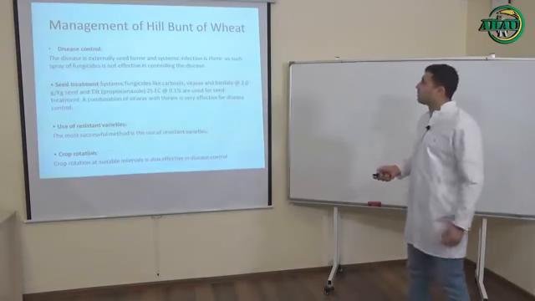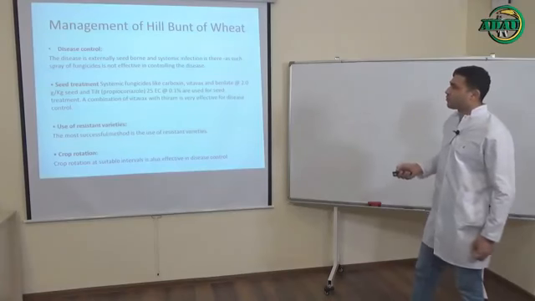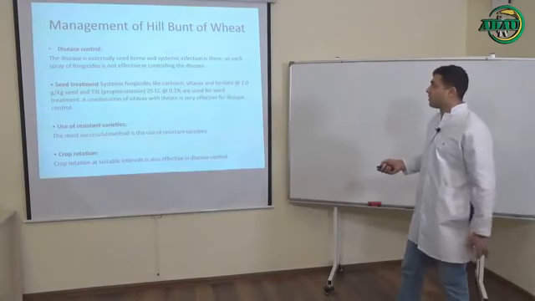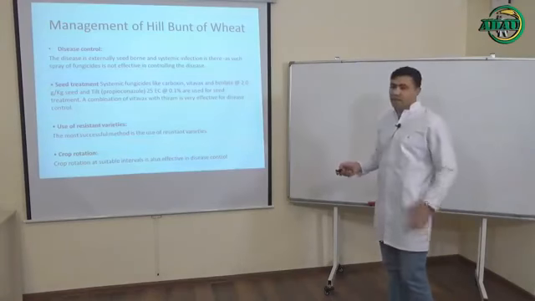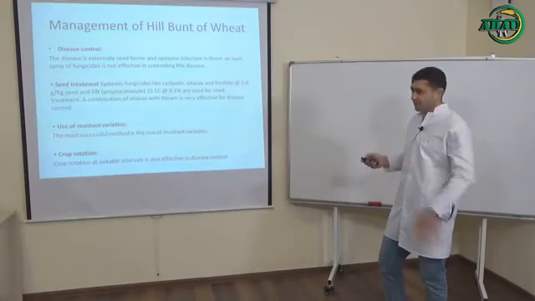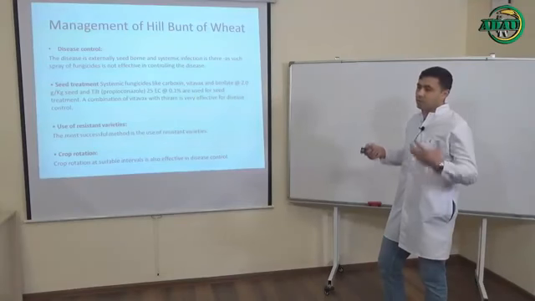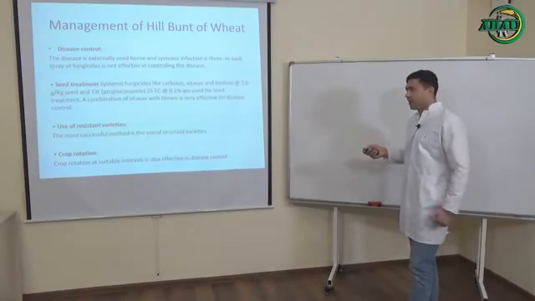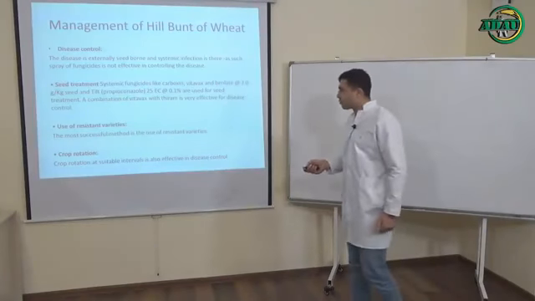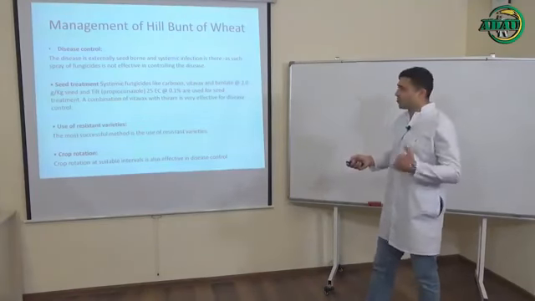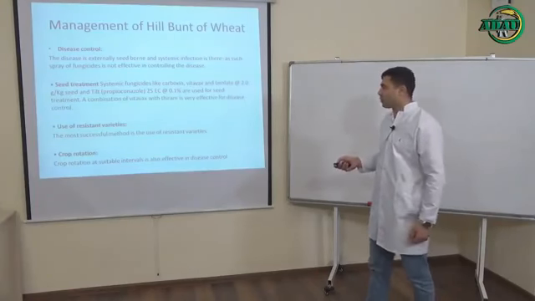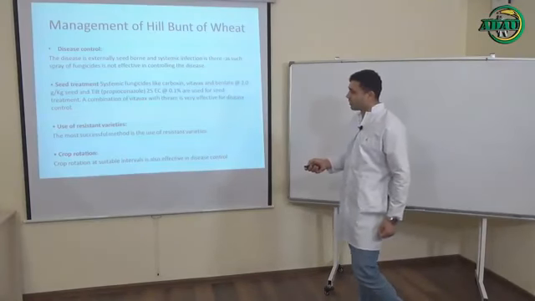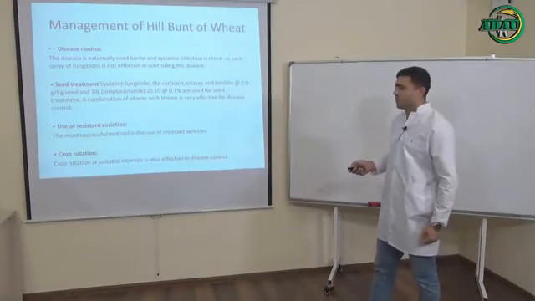So, management of the hill bunt of wheat. At first, the disease control: it is actually a seed-borne disease. That's why a systemic treatment or such as a spray of fungicide will not be effective in controlling the disease, because the disease comes from the seed. And for seed treatment, a systemic fungicide like carboxin we can use. But again, I am telling you, it is not very effective. Also, we can use resistant varieties, which is a more effective and successful method. And the last one here, I am going to show you, crop rotation. Crop rotation as a suitable practice also involves effective disease control.